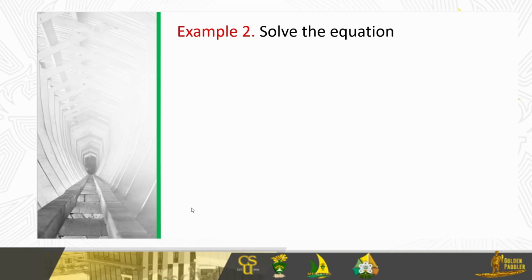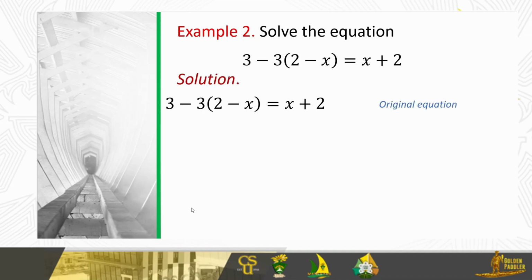Now, example 2. Solve this equation. This equation contains a parenthesis, and we need to remove this parenthesis. So let's simplify. Bring down the first term 3 on the left-hand side, then we apply the distributive property of multiplication over addition, that is, negative 3 times 2, which is negative 6, negative 3 times negative x is positive 3x.